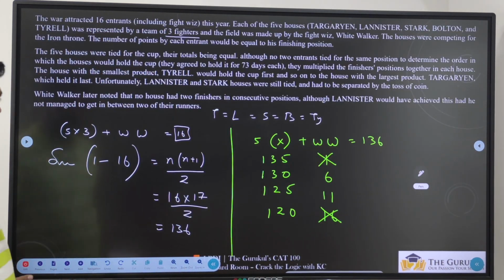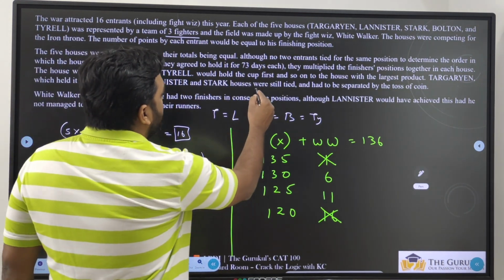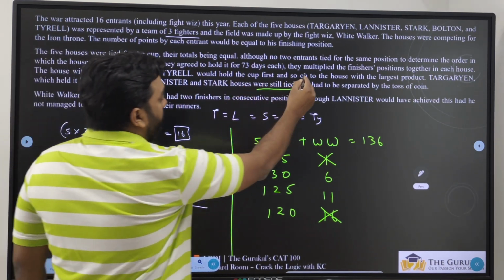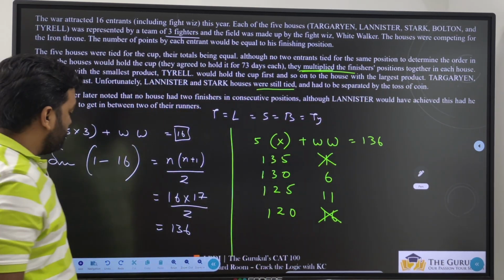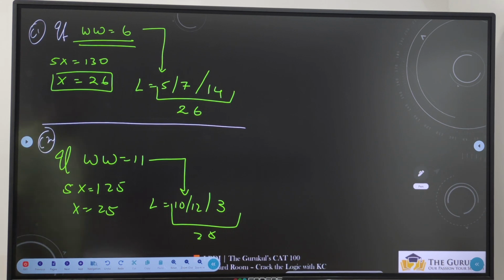Next, any other statement which we have? Lannisters and Stark houses were still ended with a tie. They had to be separated by a toss of coin. What is this still ended as a tie? Which means the product multiplied the finisher's positions. So the product of the three numbers in Lannisters should be equal to the product of three numbers in Starks.